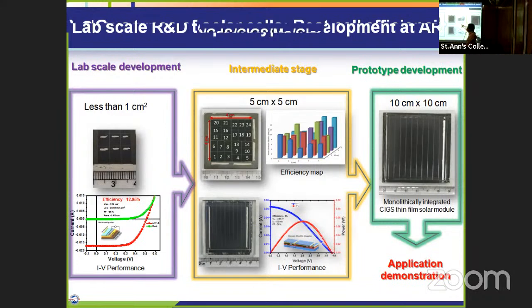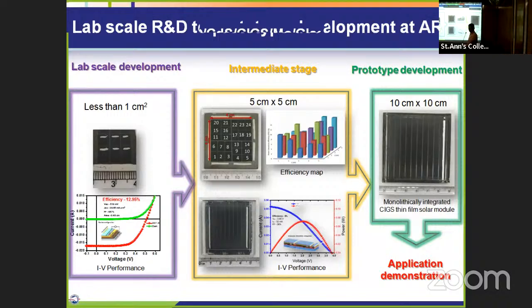Now this is a cell configuration, but when you make a module, the configuration is different. You have to ultimately make the monolithic integration. So that has to transform into the module configuration. So this also we work on 5 by 5. Then the next challenge is to increase the area from 5 by 5 to 10 by 10. Because ultimately we have to demonstrate some application. It's showing some IV, it's showing some performance, but that is not sufficient to attract the industry or to attract the people who are looking for some technology transfer. So we scale up to 10 by 10 and we demonstrate some applications.